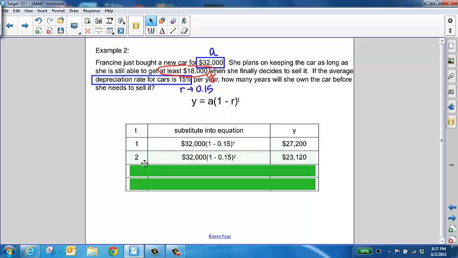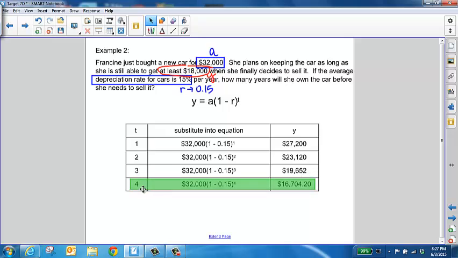After 2 years, again, after we do our substituting and evaluating, we can see that Francine's car is going to be valued at $23,120. So she definitely can keep the car for 2 years before she needs to sell it, because we have not yet reached that $18,000. For year 3, again, after we substitute and evaluate, Francine's car is valued at $19,652. So here, if she decides to sell after year 3, she'll still be making at least that $18,000.